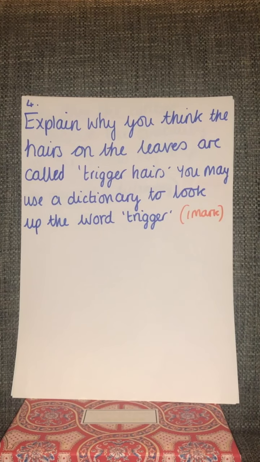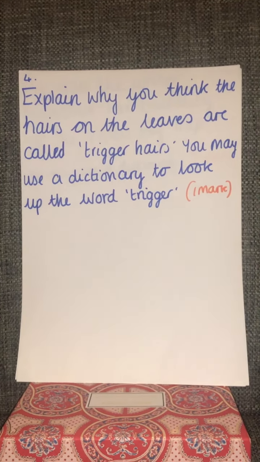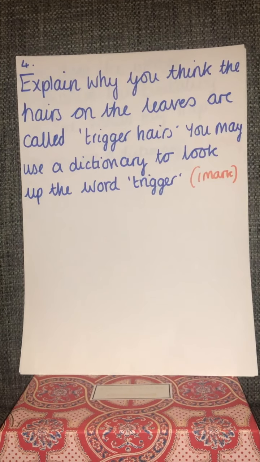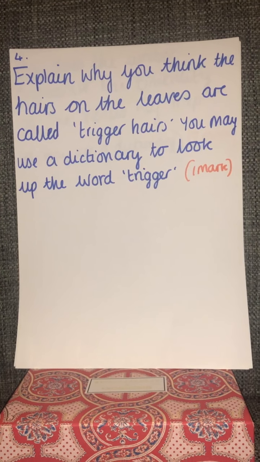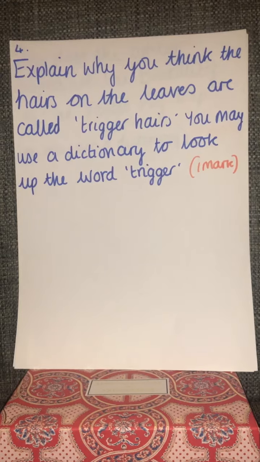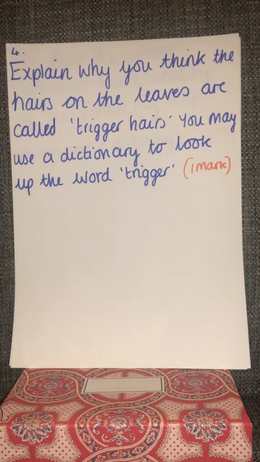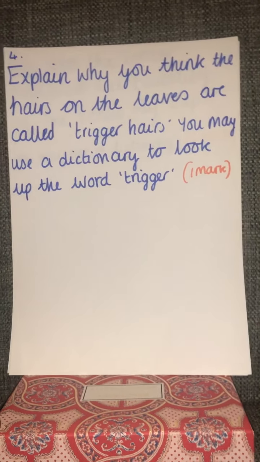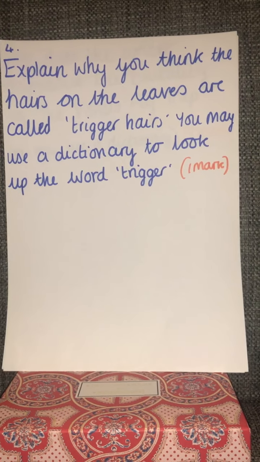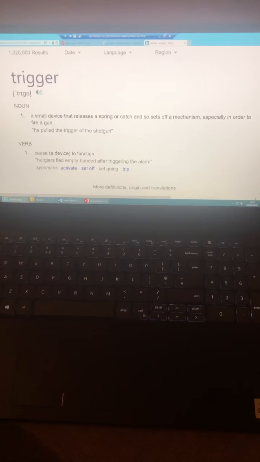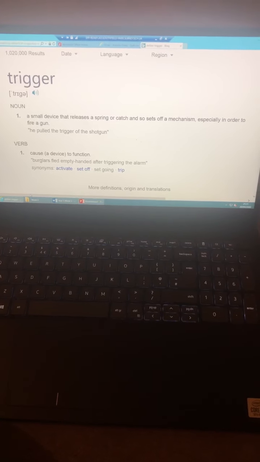Number 4 says, explain why you think the hairs on the leaves are called trigger hairs. You may use a dictionary to look up the word trigger. You may also use Google if you haven't got a dictionary to hand, and it's worth 1 mark. So pause the video now and have a go at answering that question. So I haven't got a dictionary to hand, so I've used the internet too.